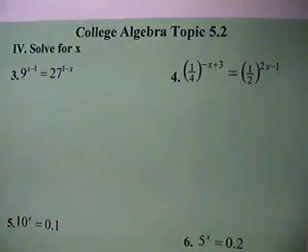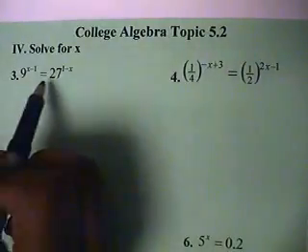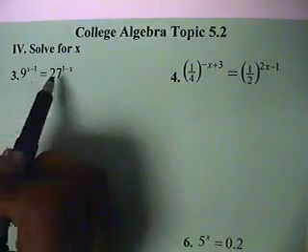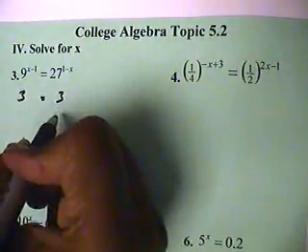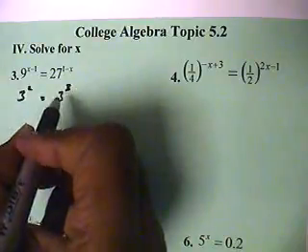College Algebra, Topic 5.2. We'll solve for x on these exponential equations. The method we're going to use is by finding common bases. The common base for 9 and 27 would be a 3. 9 would be a 3 squared, whereas a 27 would be a 3 to the third power.